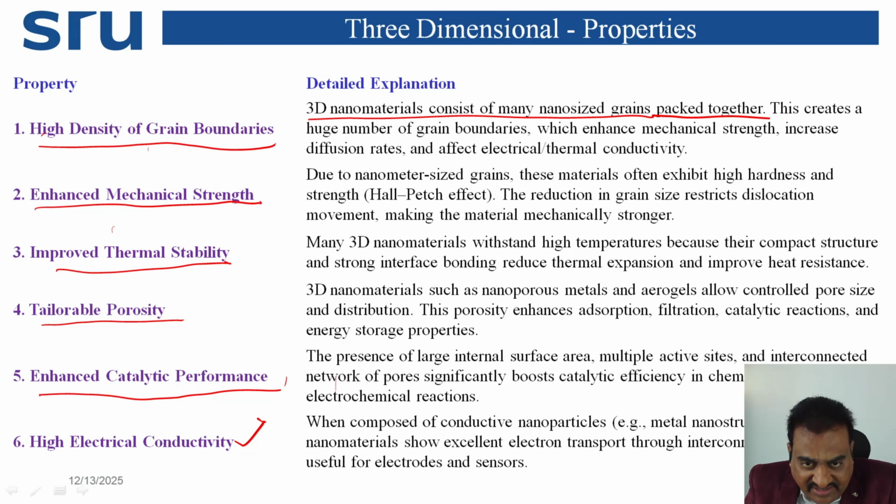So, high electrical conductivity. Three-dimensional nanomaterials, being composed of conductive nanoparticles, for example metal nanostructures, show excellent electron transport through interconnected networks, useful for electrodes and sensors.